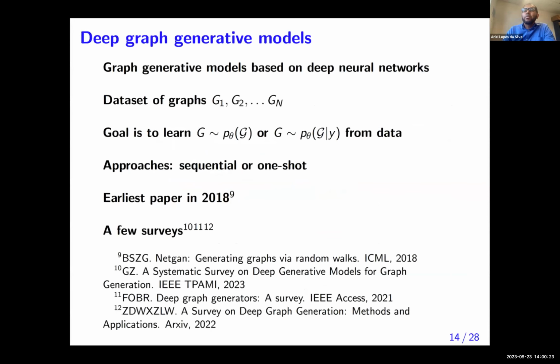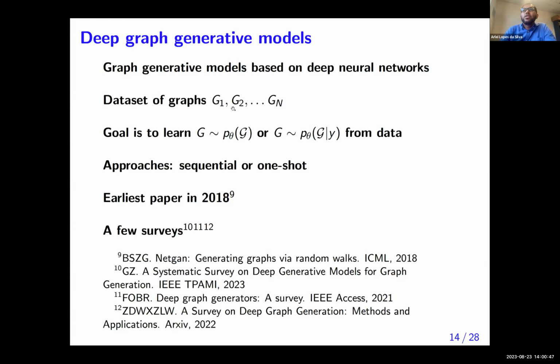So now let's talk a little bit about deep generative graph models. These are models that became popular much later than the network science models, and they are based on neural networks. Some examples are generative adversarial networks, variational autoencoders, etc. So what do they do?